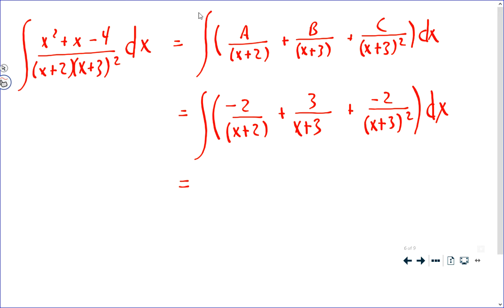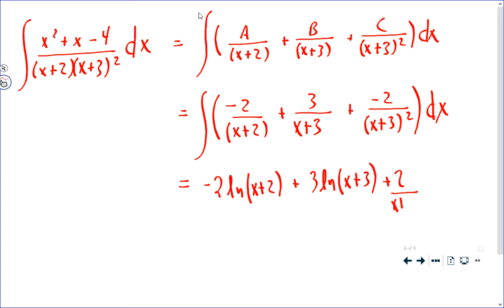The antiderivative of -2 over x + 2 is -2 ln|x + 2|. The antiderivative of 3 over x + 3 is 3 ln|x + 3|. Be careful here, the antiderivative of -2 over (x + 3)² is not a natural logarithm. What it actually is, is 2 over x + 3.